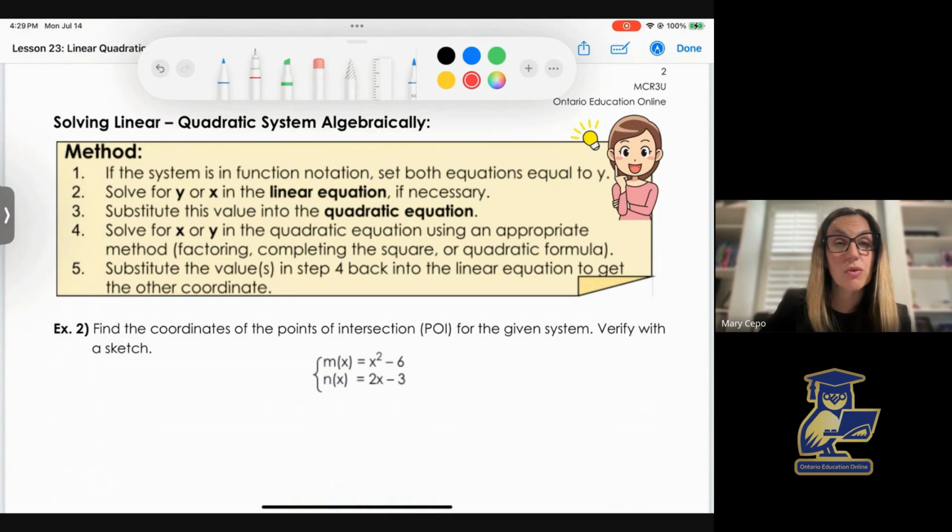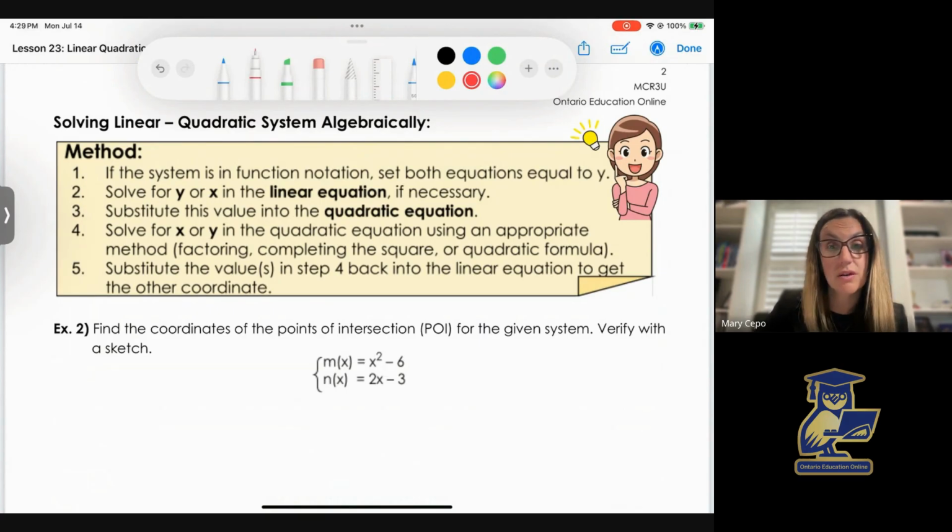Then we're going to solve for y or x in the linear equation if necessary, meaning we're isolating, starting with the linear function, for either x or y. Once we do that, we're going to substitute that simplified equation into the quadratic equation. From there, we're going to isolate for x or y and solve for each of them. Sometimes we'll have to use factoring, we might use completing the square, or use the quadratic formula.